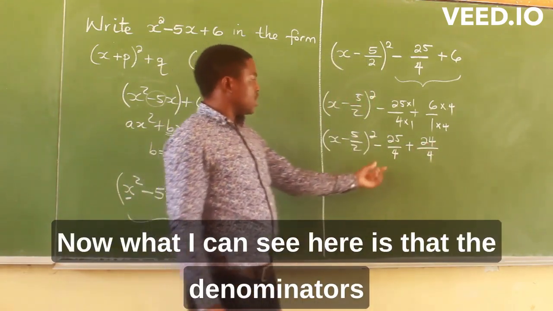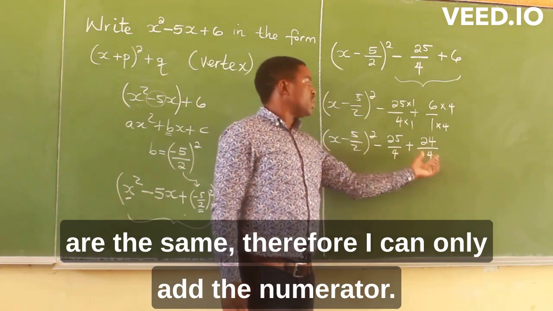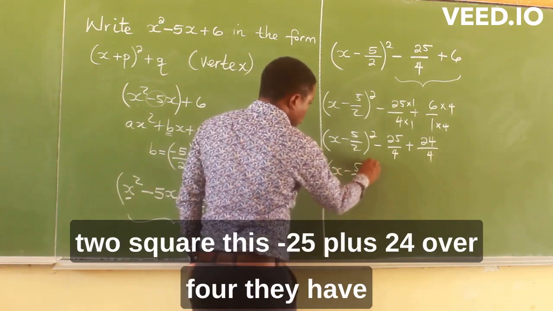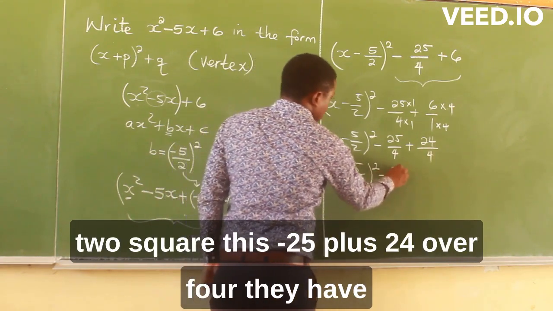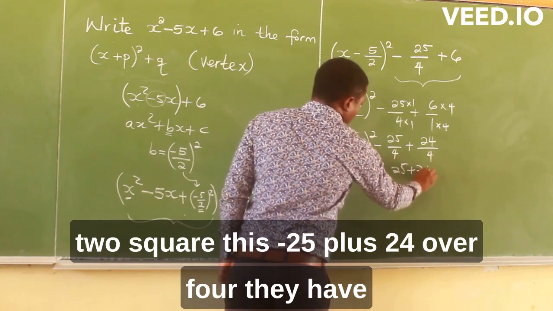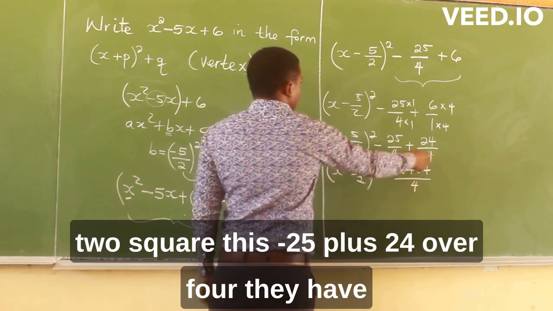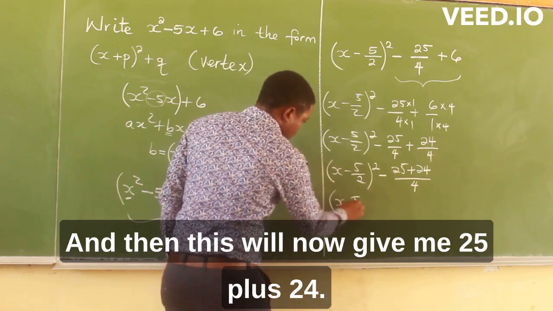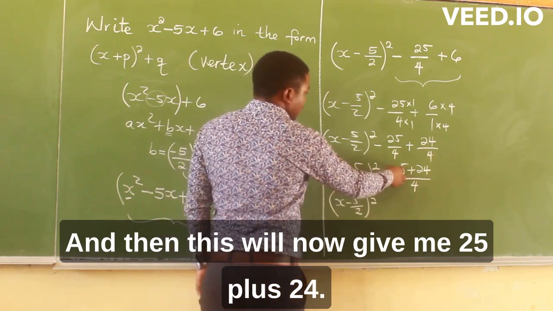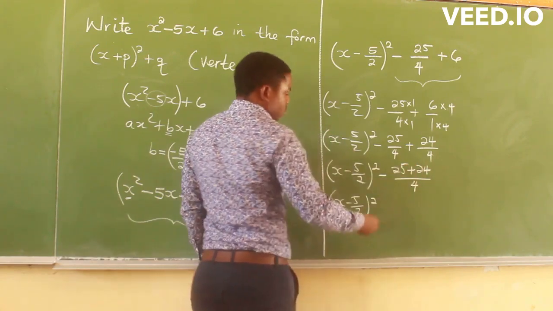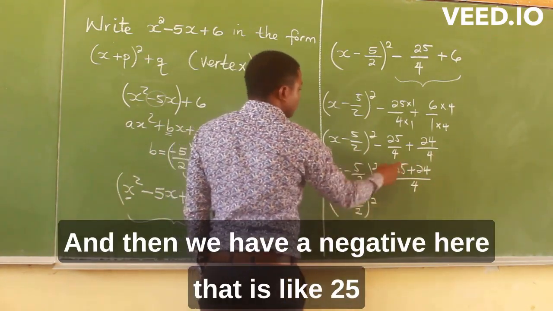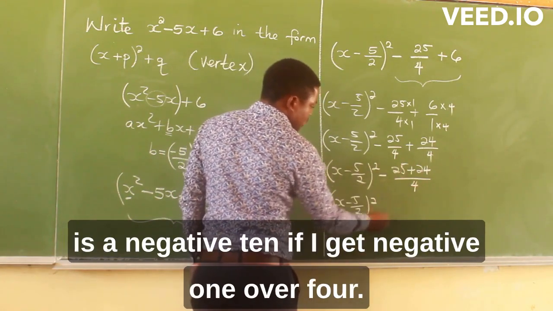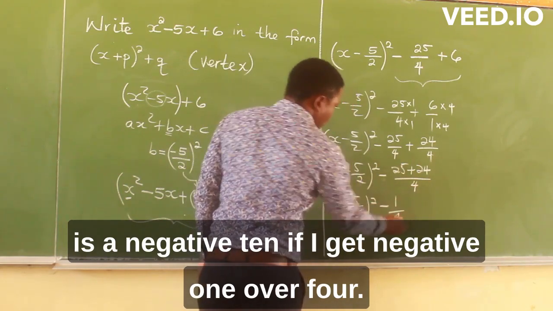Now I can see that the denominators are the same, therefore I can add the numerators only. Now I can write x minus 5 over 2, squared, and then minus 25 plus 24 over 4. They have the same denominator, so we just add the numerators. This gives me 25 plus 24, with a negative here. That is like 25 minus 24, which gives me 1, and because 25 is bigger, it carries the negative sign. Therefore, I get negative 1 over 4.